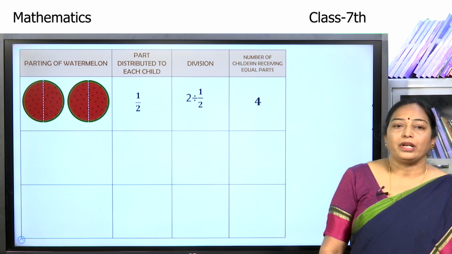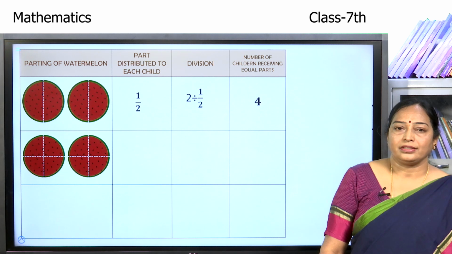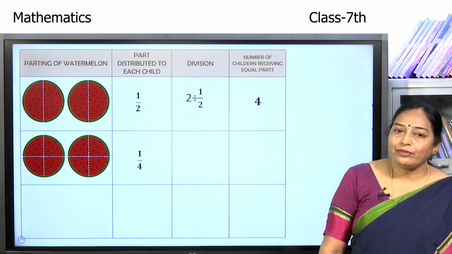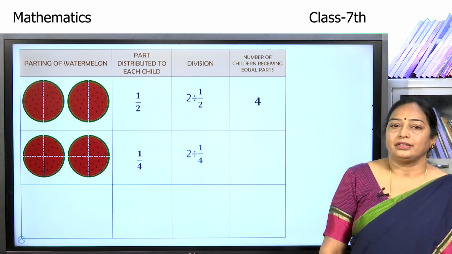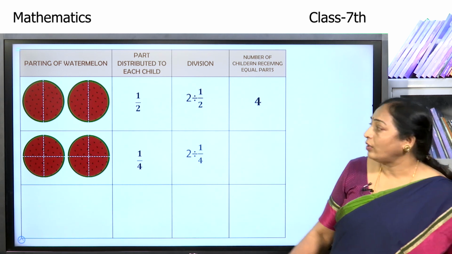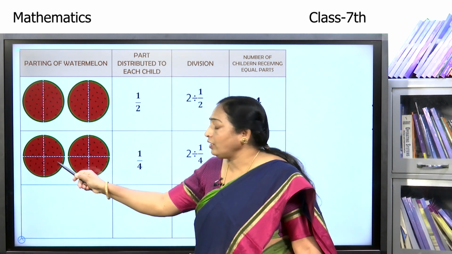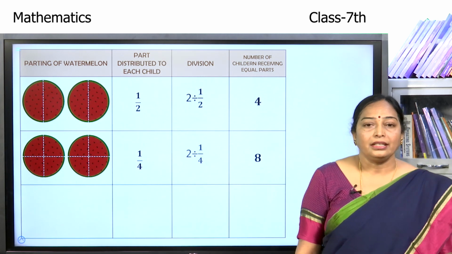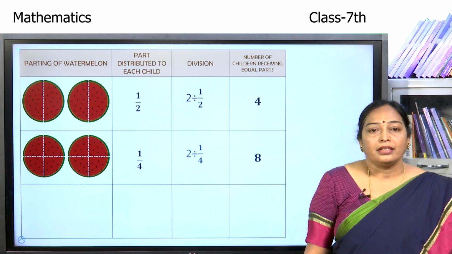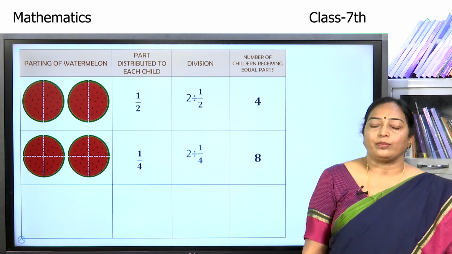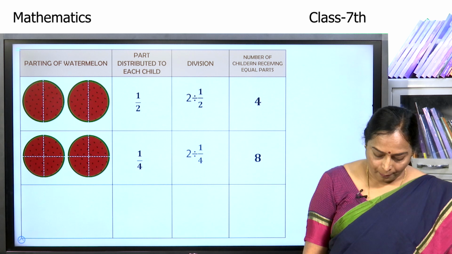If we divide the watermelon into quarters, each child gets a quarter part. 2 divided by quarter, how many children will get quarter parts equally? 1, 2, 3, 4, 5, 6, 7, 8. 8 children will get quarter parts equally.